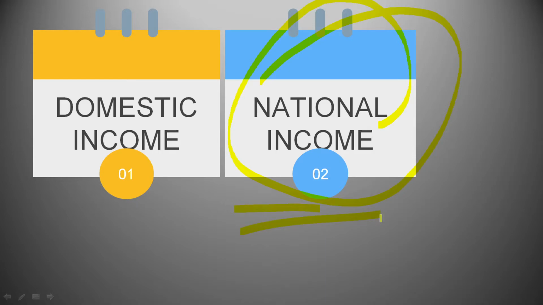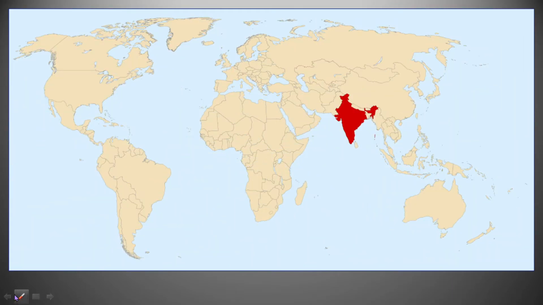Now let us see, in terms of economics, what is the domestic territory of a country? We can also call it the economic territory. So you can see this is a world map, and this is India. Politically we'll say that this is the territory of India where its outline is marked, but this is not the same in the case of economics.